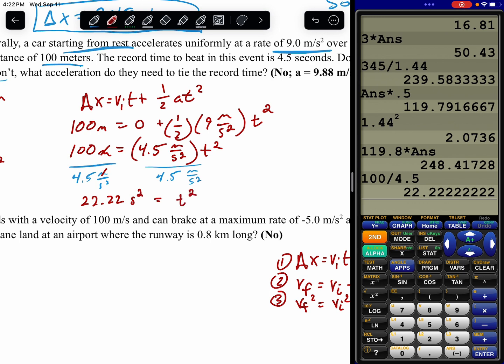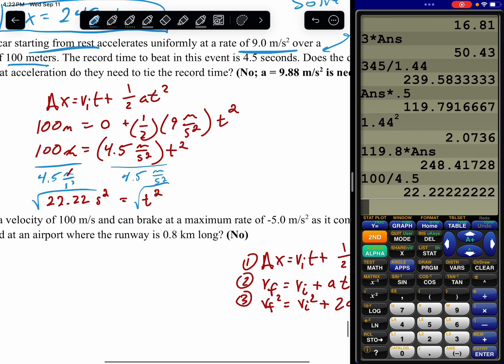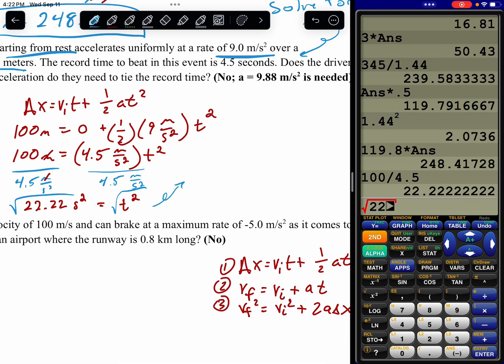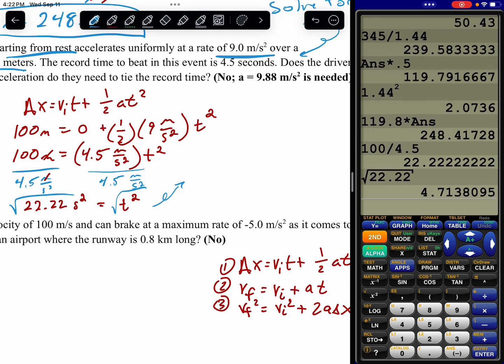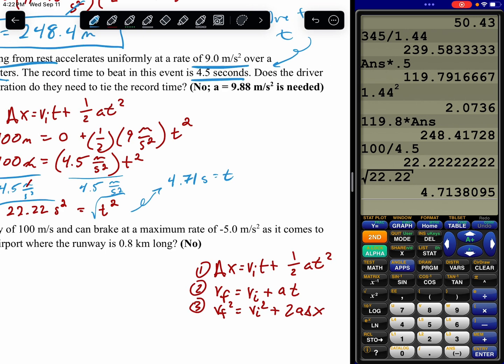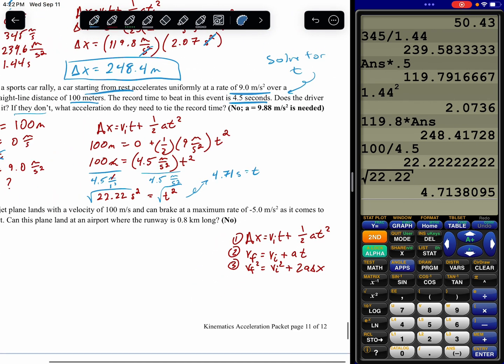But this is equal to time squared, remember? And so what we're going to do is take the square root of both sides to get that time alone, and the seconds squared is going to turn into seconds. So I'm going to take the square root of 22.22, and we get 4.71. 4.71 seconds is our time. So do we get the record? Nope. We are 0.21 seconds too long.